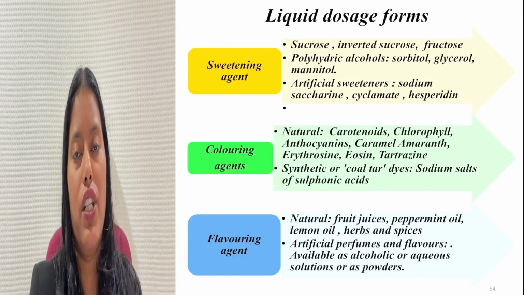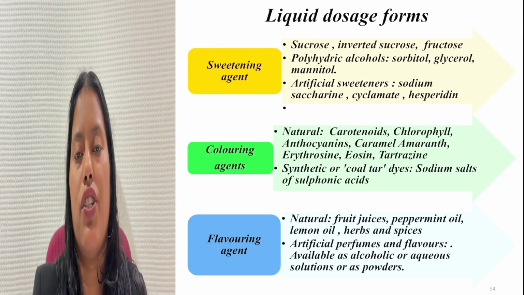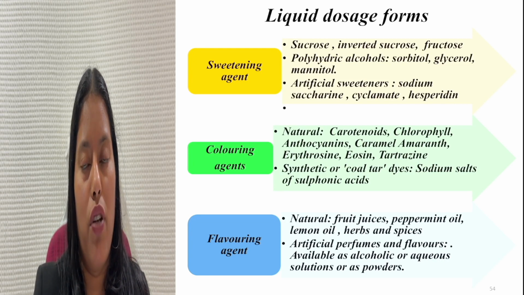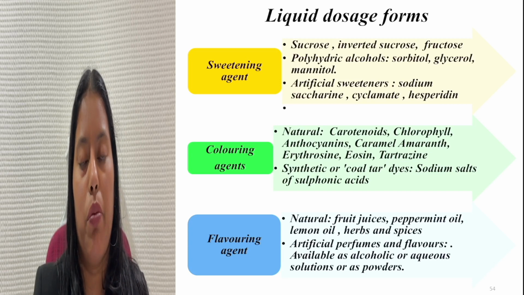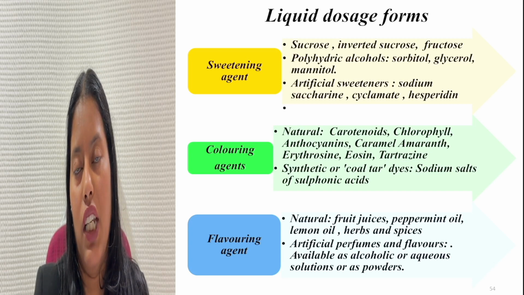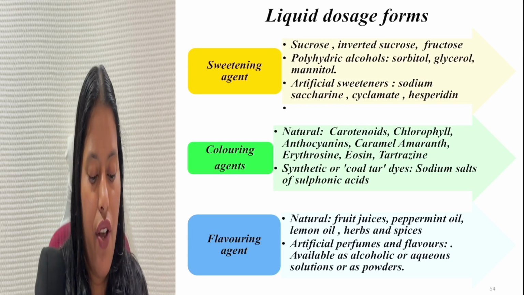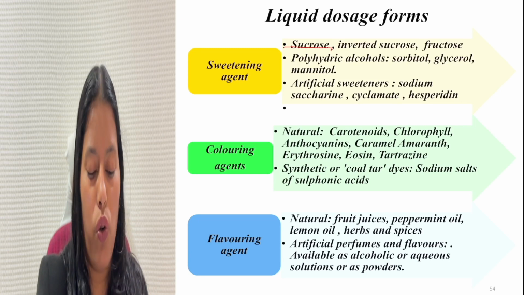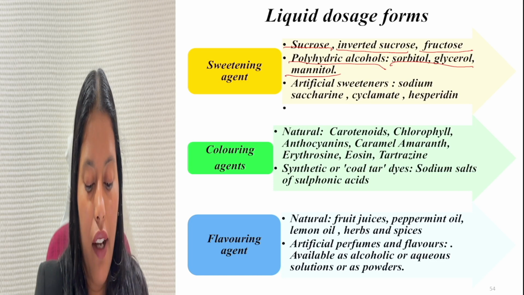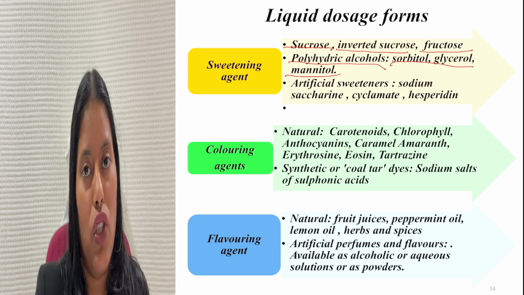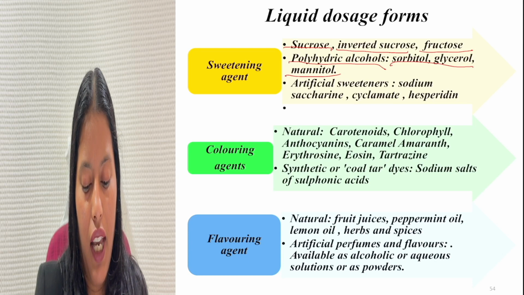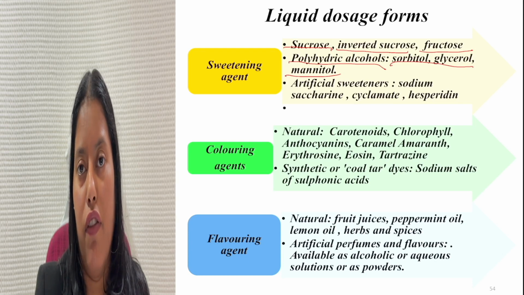Next, you have the sweetening agent, coloring agent, and the flavoring agent. As you know, the liquid dosage form should have good palatability for patient acceptance. So various sweetening agents are used: natural sweetening agents and artificial sweetening agents. Natural sweetening agents like sucrose, inverted sucrose, fructose, and polyhydric alcohols such as sorbitol, glycerol, mannitol can be used. Artificial sweeteners like sodium saccharin, sodium cyclamate, and hesperidine can be used.